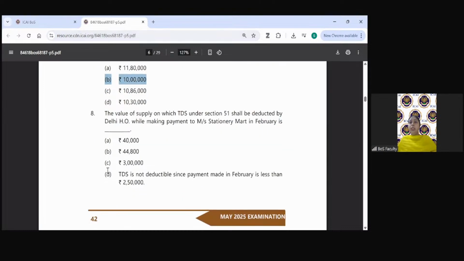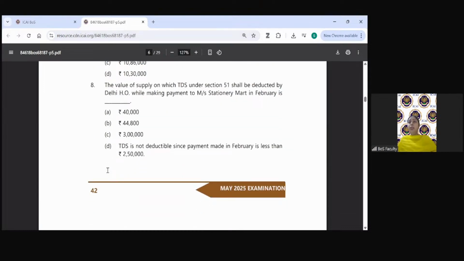Now we come to the next question, the eighth question, which says the value of supply on which TDS under section 51 shall be deducted. Now TDS has come into the picture because the company in picture is a PSU, a public sector undertaking. That is why TDS provisions have come into picture. The value of supply on which TDS under section 51 shall be deducted by Delhi HO while making payment to Messrs. Stationery Mart in February is, options are 40,000, 44,800, 3 lakh rupees, or TDS is not deductible since payment made in February is less than rupees 2,50,000.